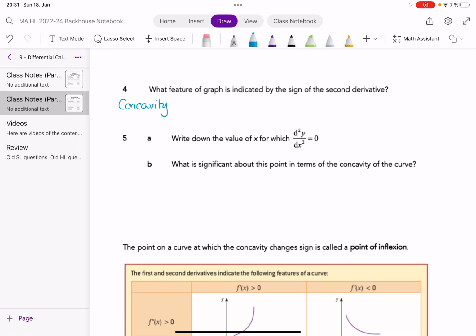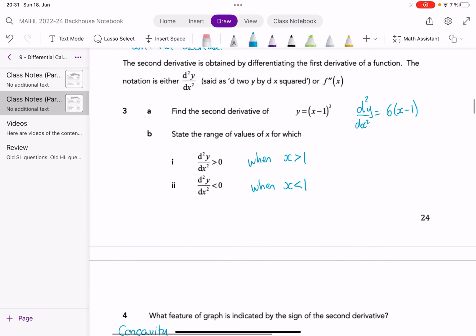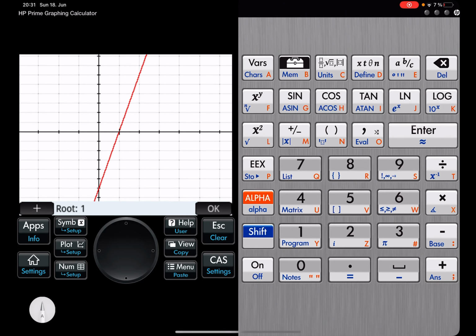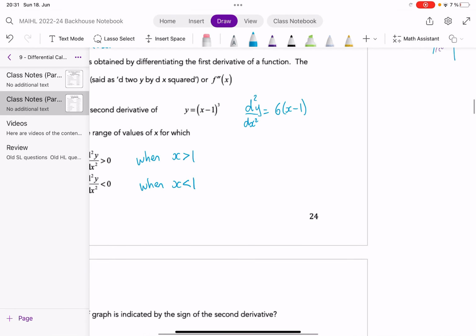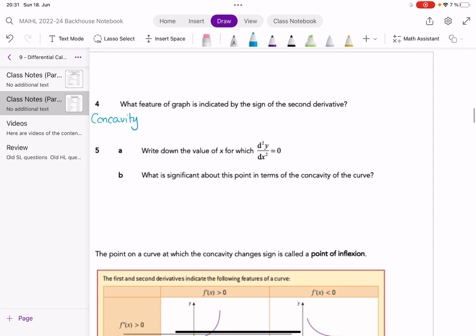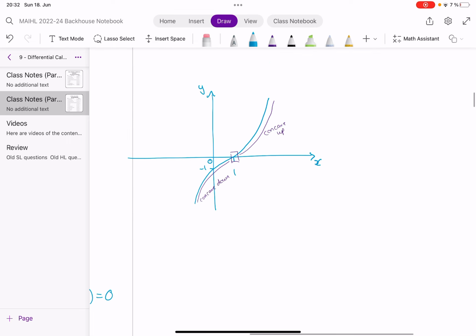Write down the value of x at which the second derivative is equal to 0. Well, there are lots of ways we could find that. We could find it by finding the root. We could solve 6x minus 1 equals 0. But I think we've already established that it's when x equals 1. So that is the point where there is a change in concavity. In this graph it went from being concave down to concave up.